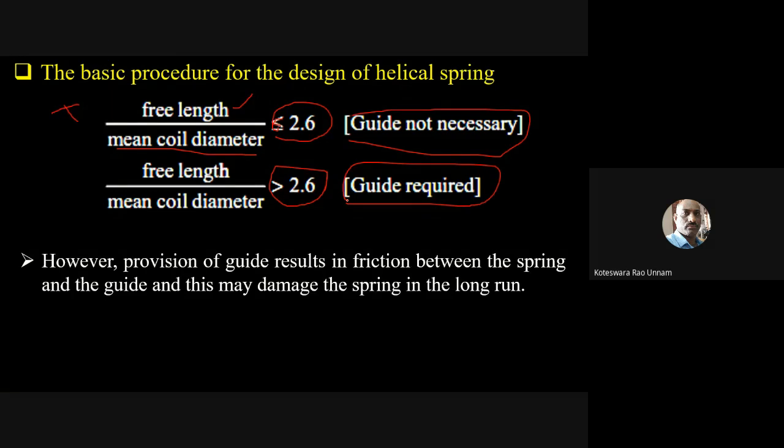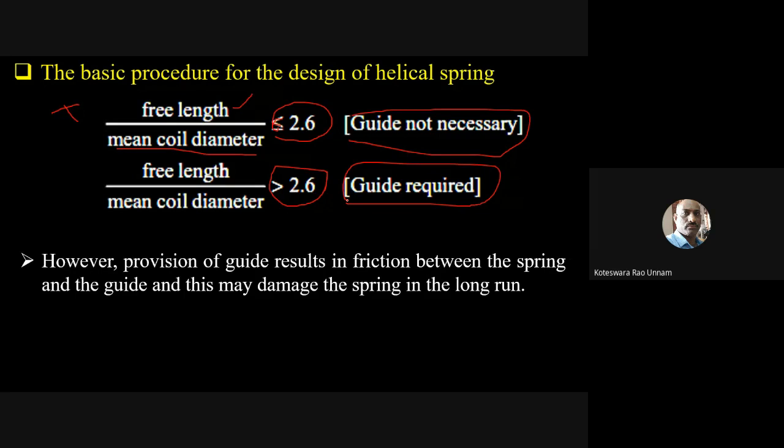That's what it says: this may damage the spring in the long run, in the sense that when the spring is deflecting against this guide, there is a sliding motion against the guide. Whenever there is sliding, friction will be there. Because of the friction, the spring will wear out. That means there is wear and tear in the spring, which will reduce the load carrying capacity. Not only the load carrying capacity, it will reduce the life of the spring also. So when it is designed with a guide, one has to take care of this effect also.